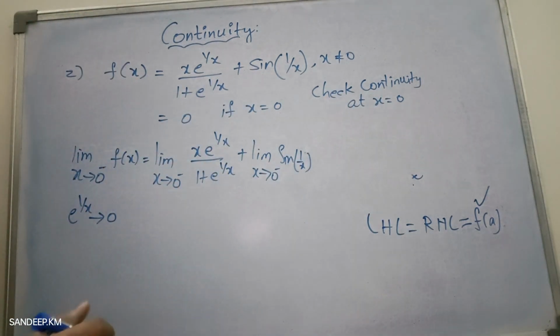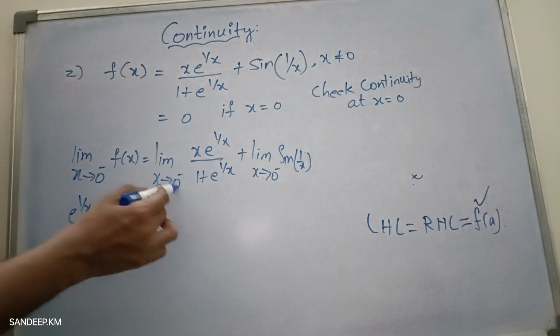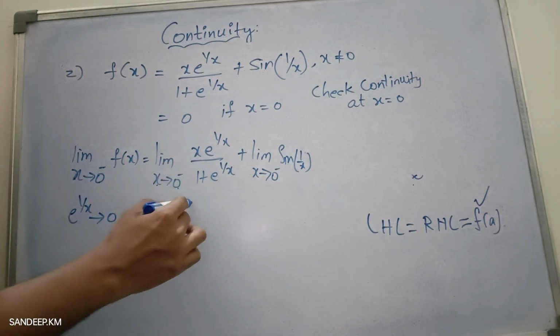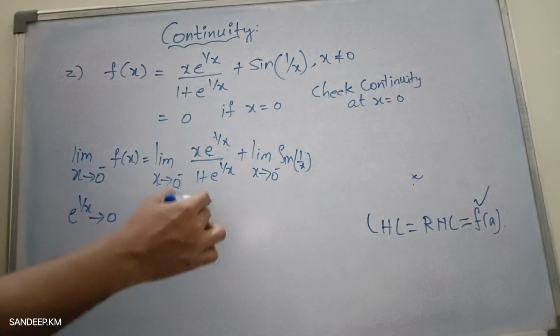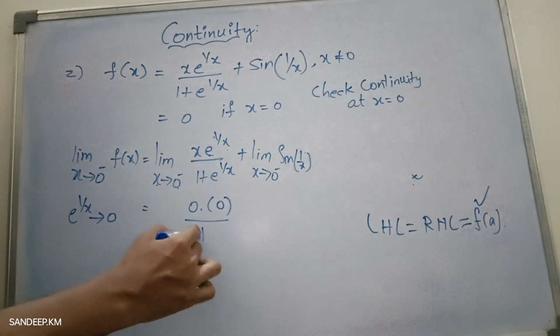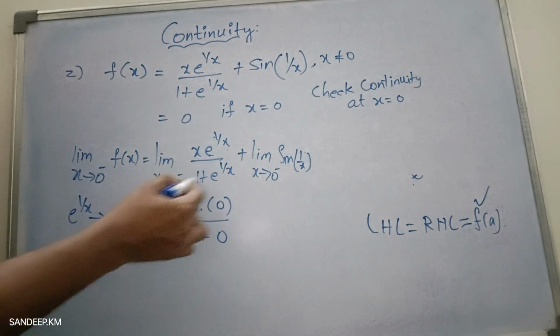Observe one thing, dear students. Here I can substitute x as 0 directly. So 0 into e power 1 by x is approaching 0, 0 into 0 divided by 1 plus 0. The first one will give you 0 as value.